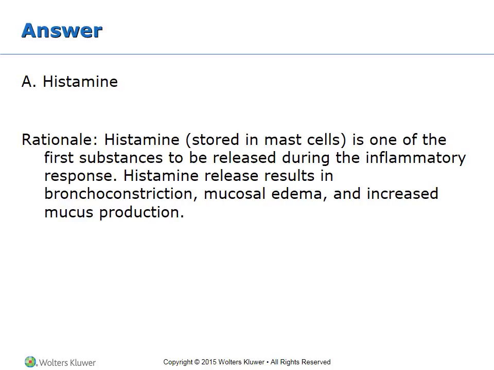Histamine is stored in our mast cells. Remember, it's one of the first substances released during the inflammatory response. We see the bronchoconstriction, mucosal edema, and increased mucus production. And when we have that overly active immune system, we can also see hives coming from that as well.